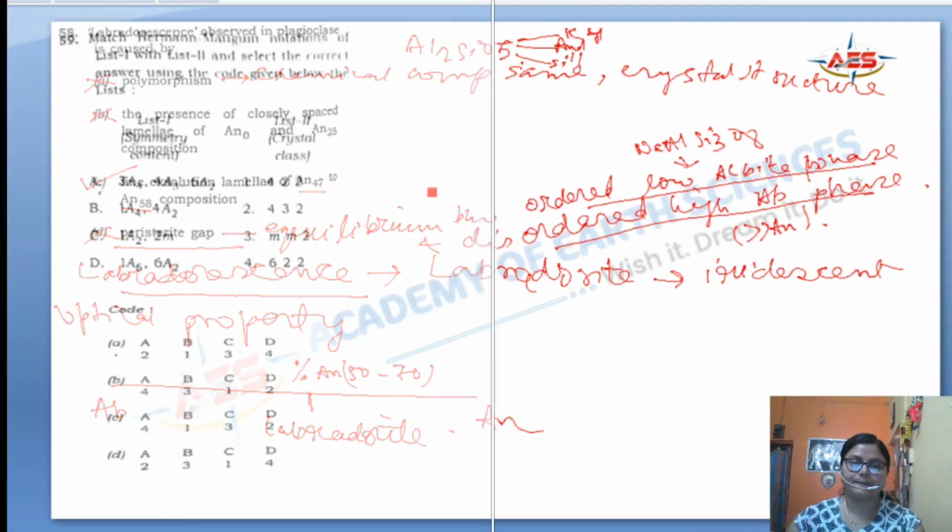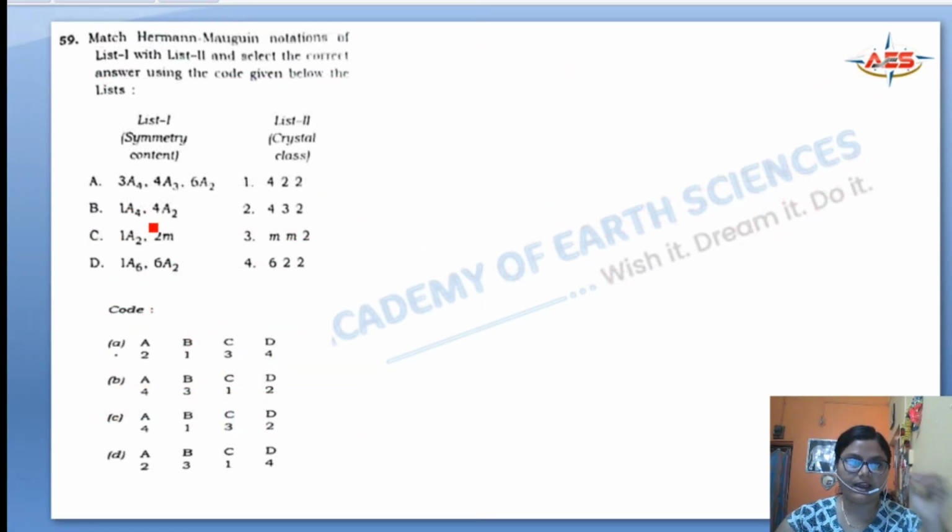Okay. Next question is question number 59. What we have is: match the Hermann-Mauguin notation of list 1 with list 2 and select the correct answer using the code given below. In list 1 we have the symmetry content and in list 2 the crystal classes. The symmetry content we have is 3A4, 4A3, 6A2.